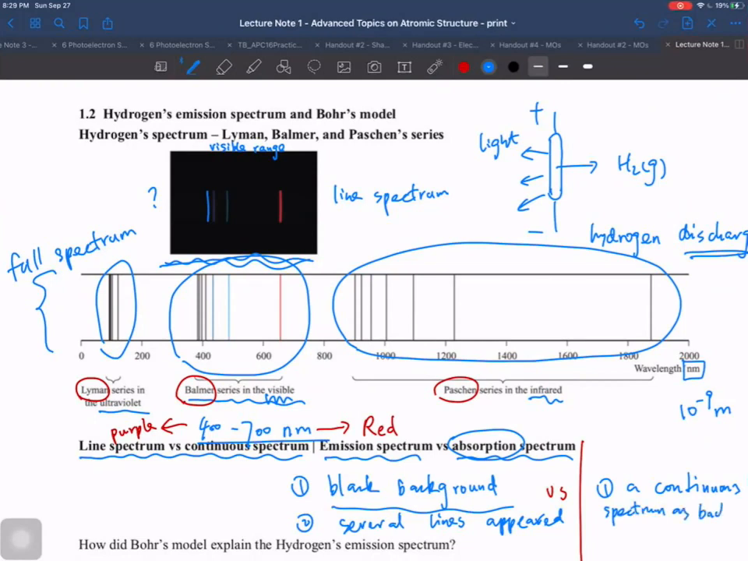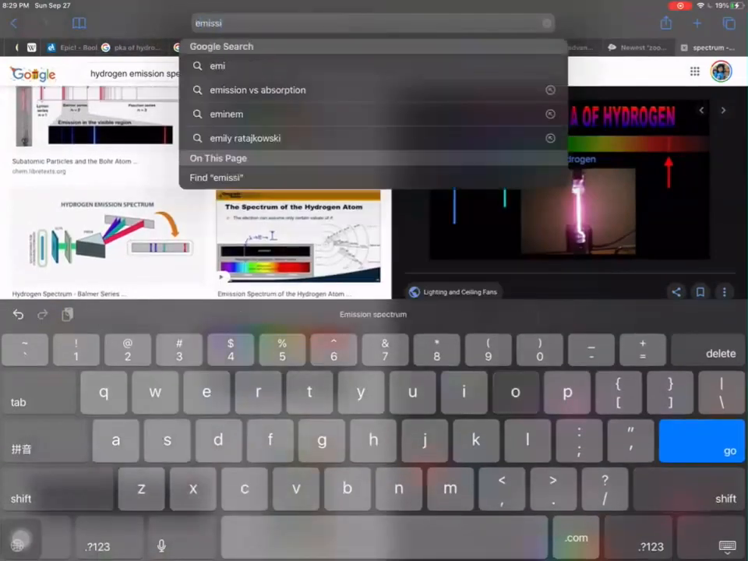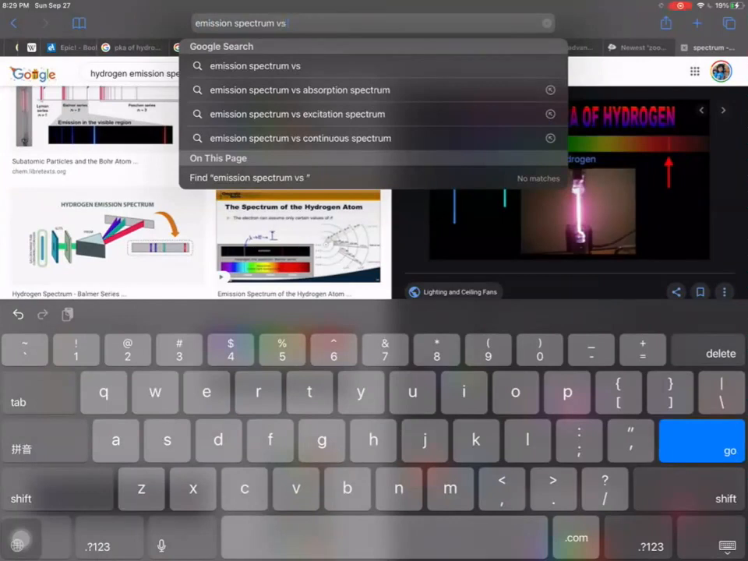I have a question. What does the background represent? Here, can you see everything except the few lines is black? So basically, when you measure the spectrum, you will see the majority of the light is either absorbed or appeared. Let me show you a picture and then we can summarize the difference between these two. Emission spectrum, actually this is a good question, versus absorption spectrum.